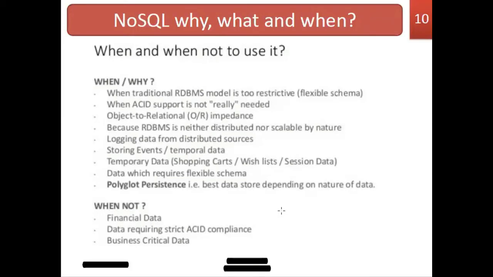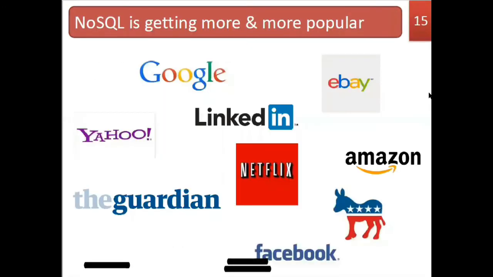And then polyglot persistence, that is, the best data store depending on the nature of the data. So if it is only the nature of the data you are going to prefer, then you can make use of the NoSQL database. So some of the major companies and important industries are using NoSQL databases, starting from Google, Yahoo, LinkedIn, eBay, Netflix, The Guardian, Amazon. So a lot of such big companies are actually using this type of NoSQL databases.